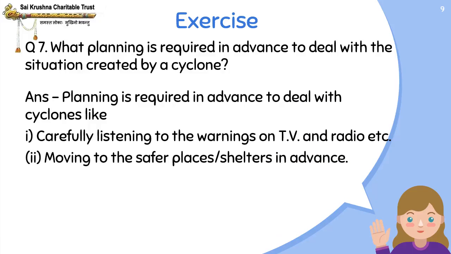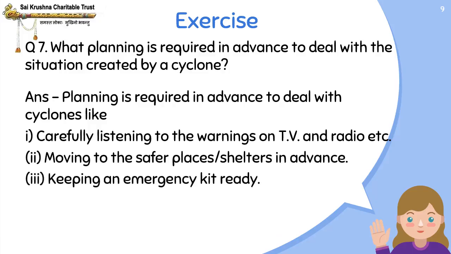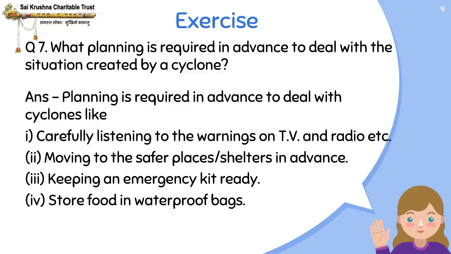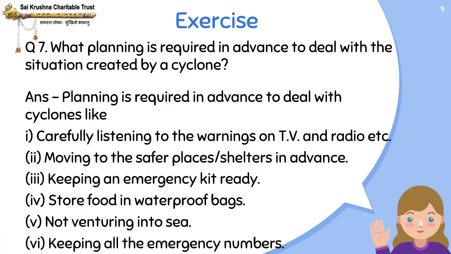Based on that, we should move to safer places or the shelters that are put up by the administration. Also, we should have an emergency kit which is always ready. We should store food in waterproof bags because with excessive rains, the food can get wet and become inconsumable. We should always ensure that we do not go near the sea because that's where it hits first and that's where maximum destruction takes place. And lastly, we should always have the emergency numbers ready with us well in advance.